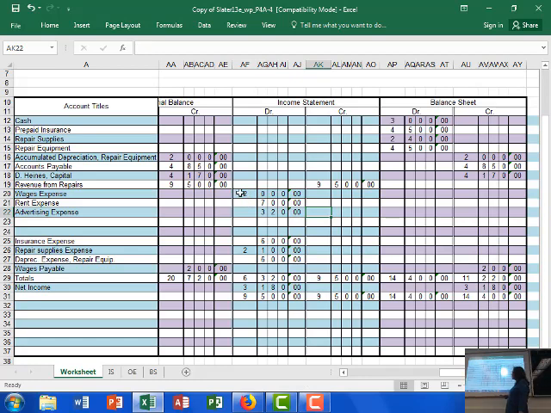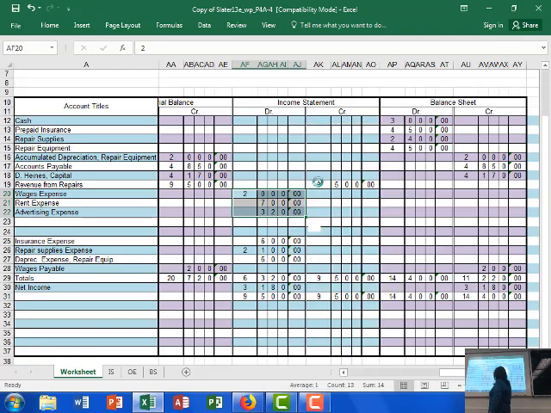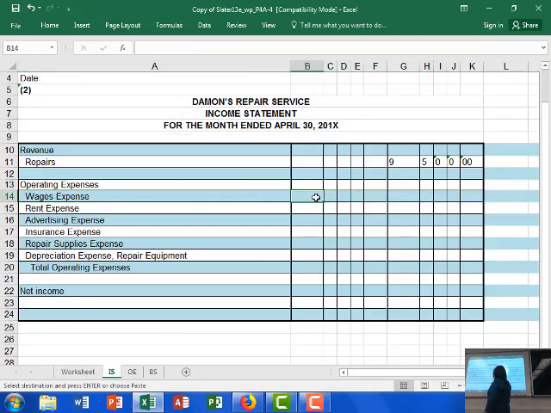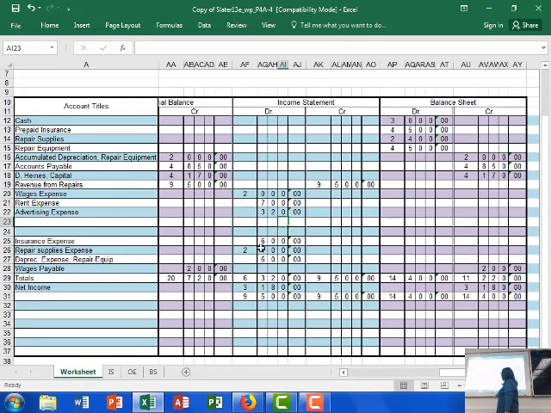So the first ones are wages, rent, and advertising. If that's what you have, you can copy with Control C, go here, and paste. You can also use Control V. Then we're going to bring in the rest.